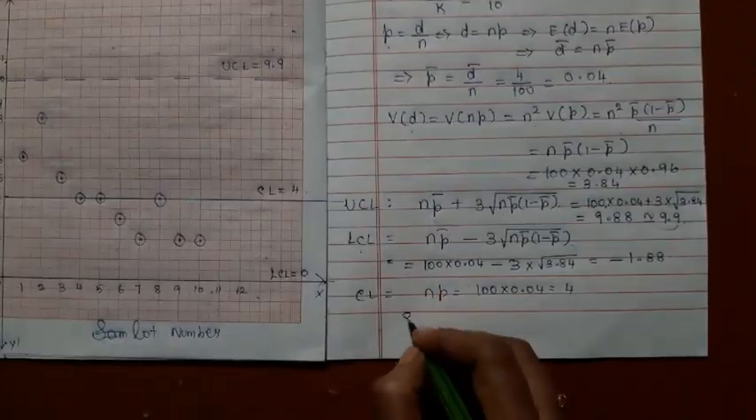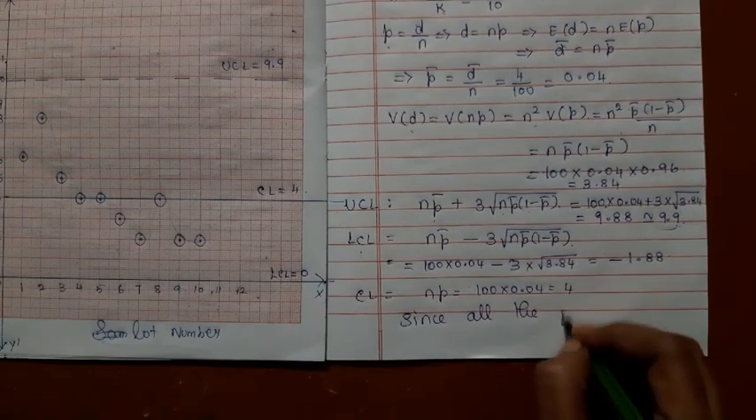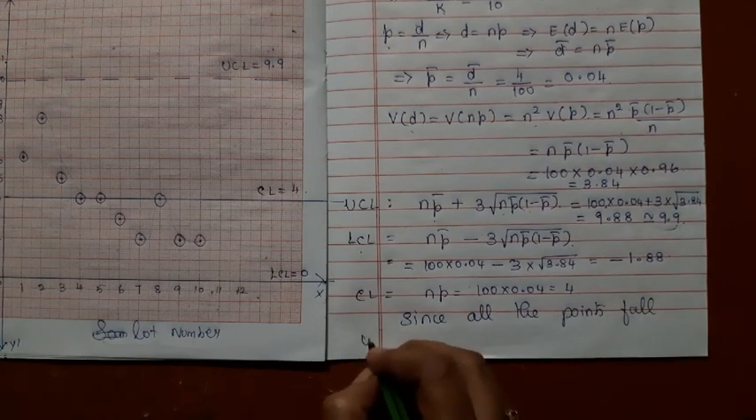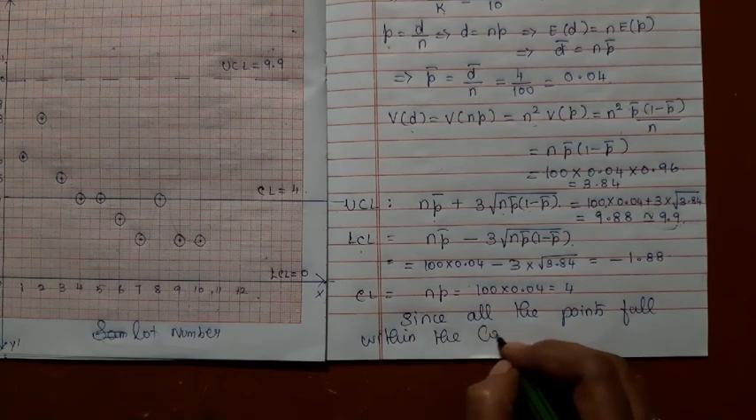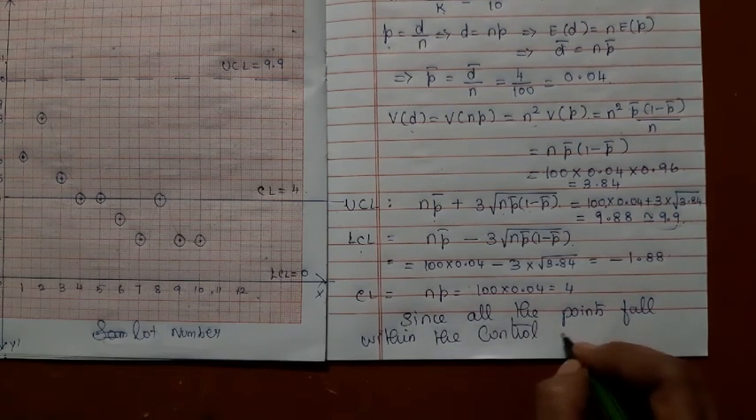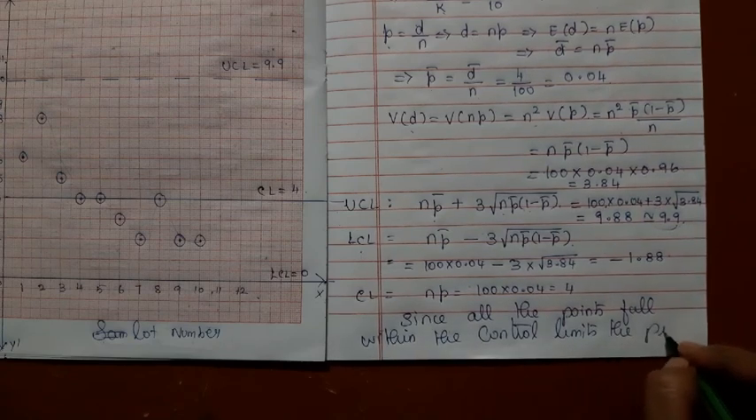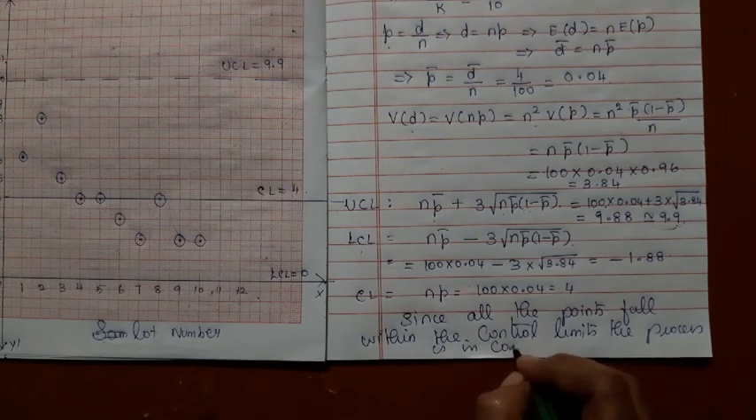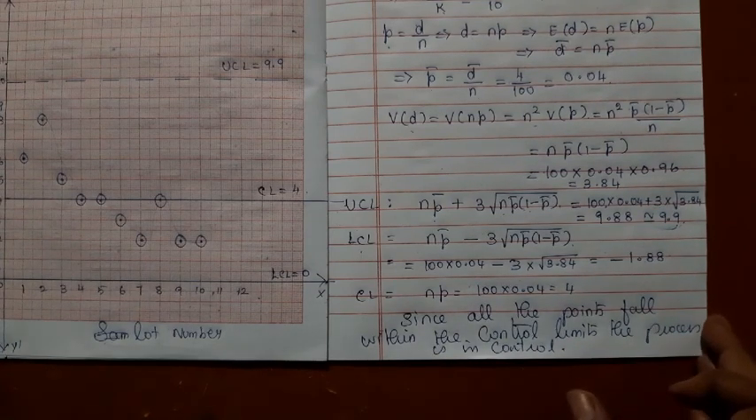Okay. So while writing the conclusion, you write, since all the points fall within the control limits, the process is in control. Which is in control? The number of defectives is in control. Fine. Thank you.